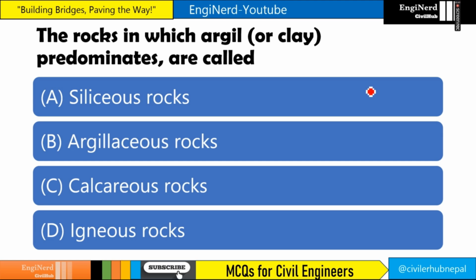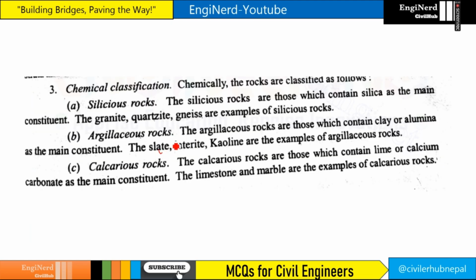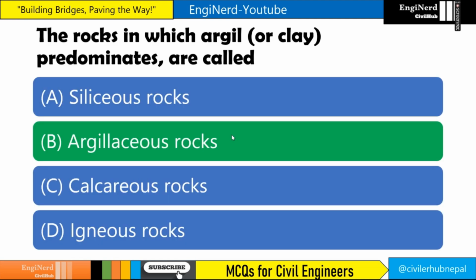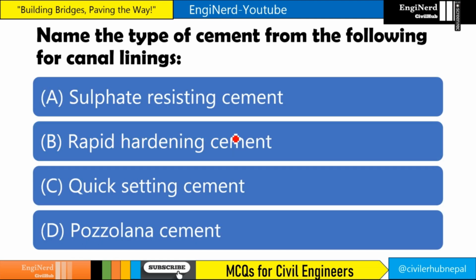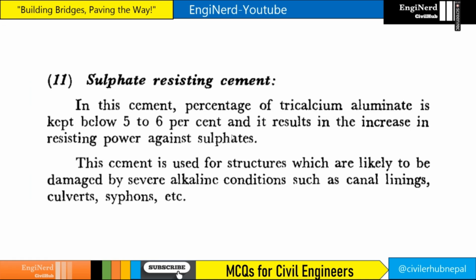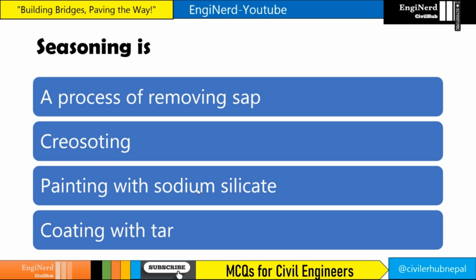The rocks in which argil or clay predominates are called argillaceous rocks, right? And the examples are slate, clatite, and kaolin. Name the type of cement from the following for canal lining. That is sulfate resisting cement, right? So we see here this cement is used for structures which are likely to be damaged by severe alkaline conditions, such as canal lining, culverts, siphons, etc. So the answer is sulfate resisting cement.